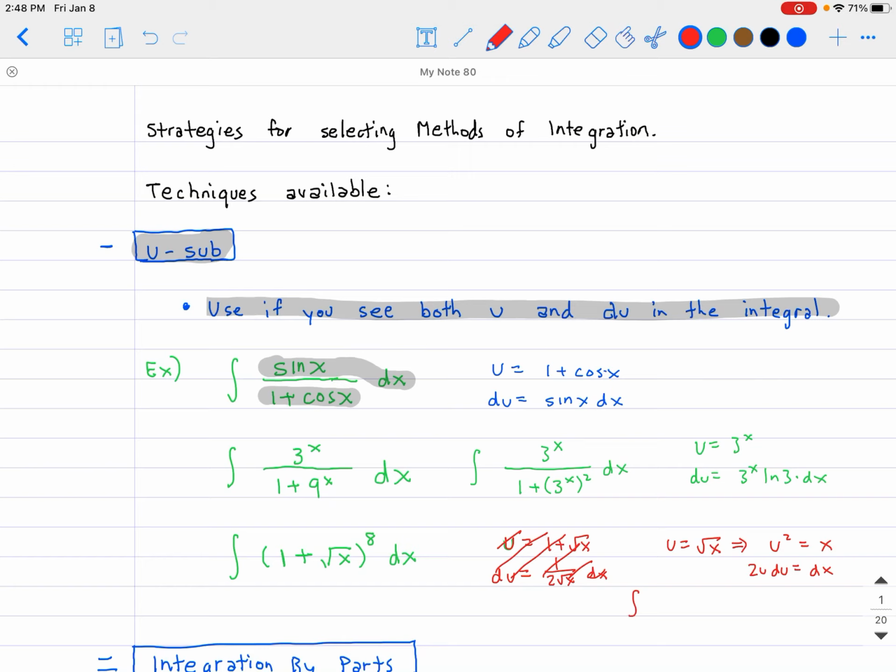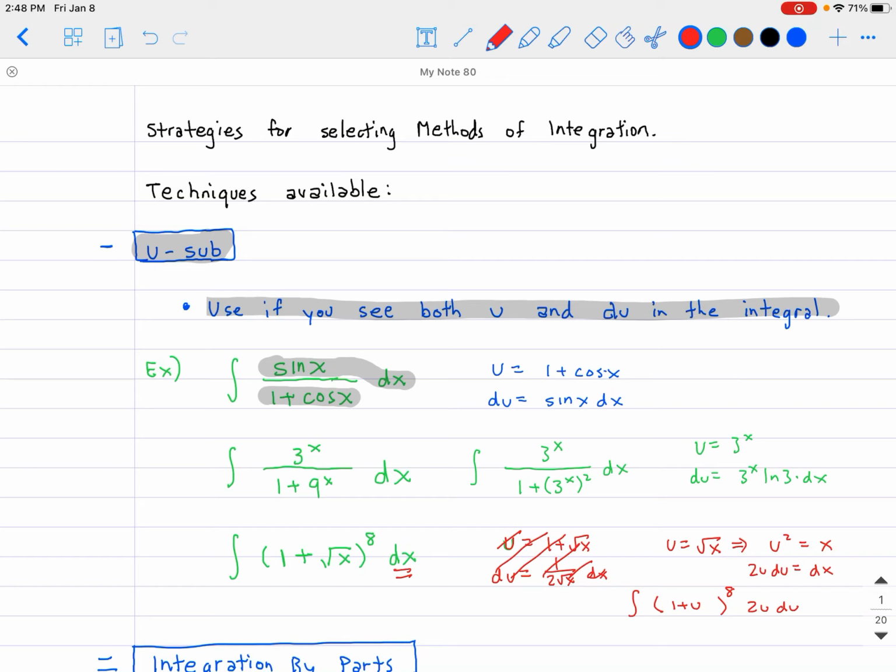So that now becomes the integral. The dx part is going to become 2u du. And then the inside there will now give us 1 plus u, quantity raised to the 8th power. And that's something that we can actually deal with in this case.